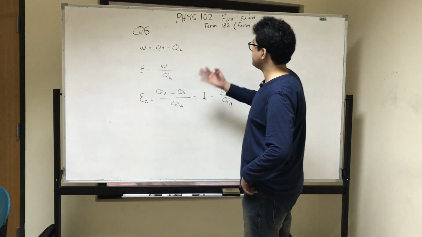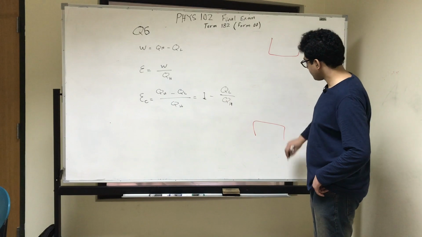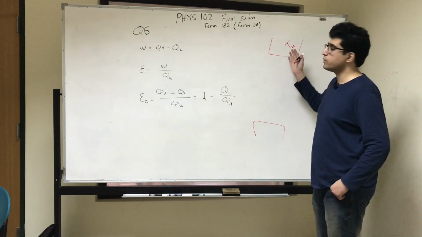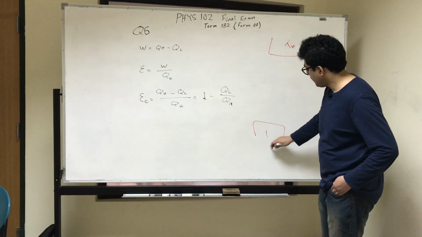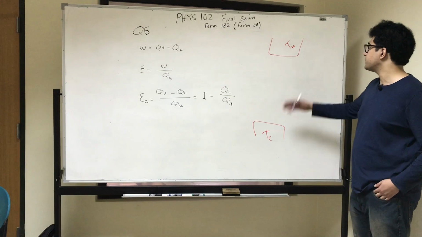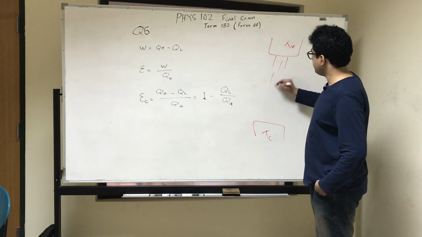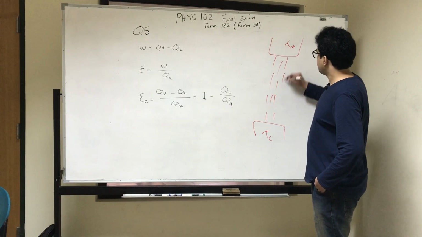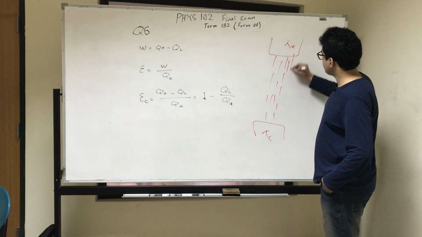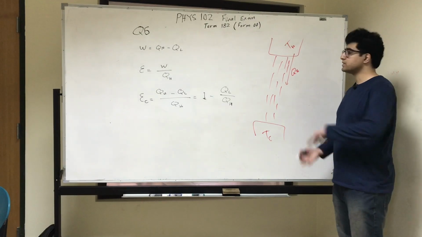Yeah, so for any engine in the world, for any heat engine, we have two parts. We have a hot part, a part with a very high temperature, and we have a cold part, a part with a lower temperature than the hot part. And we have here some sort of medium. This medium extracts energy from the hot part. We call it QH. QH is the energy extracted from the hot part.